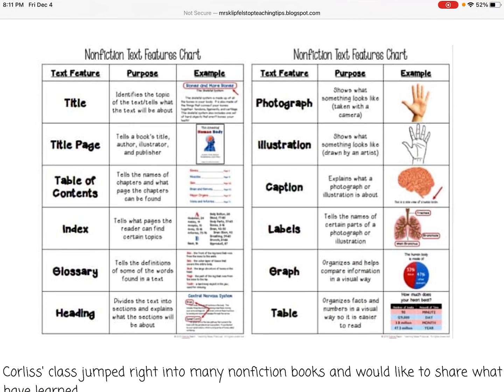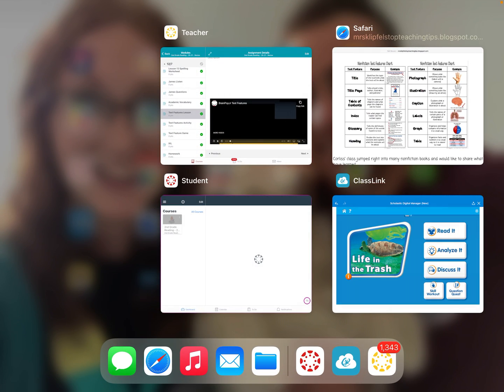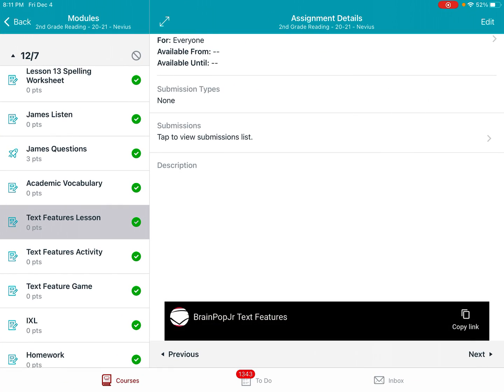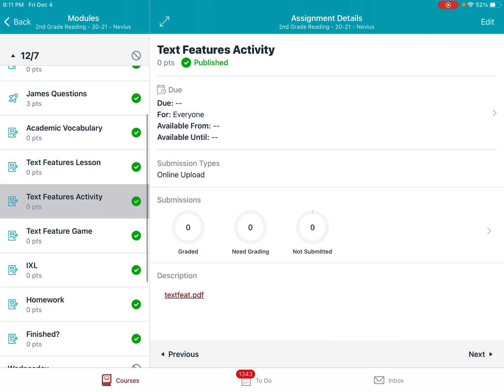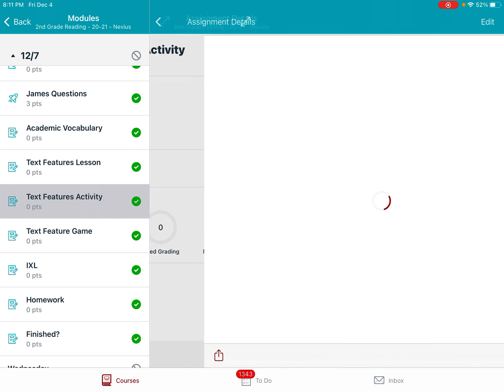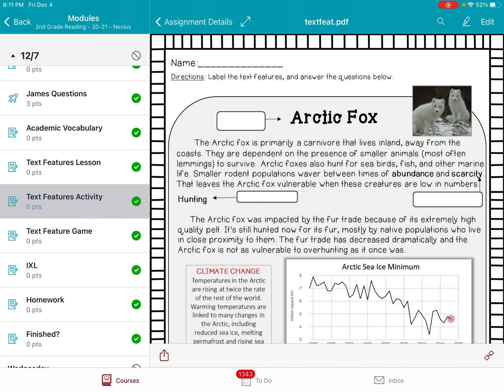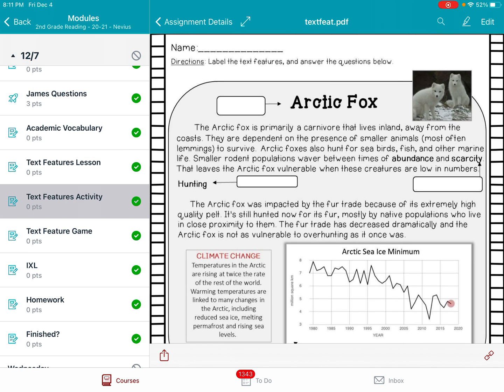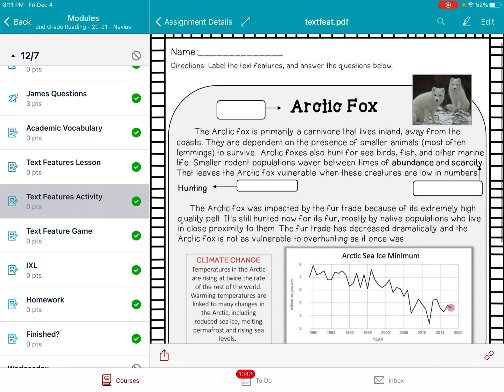Now I'd like to go through, oops, wrong one, sorry. I'd like to go through and show you what your assignment is going to be today in class for some text features. Okay, down here we're reading about the Arctic fox. I'm asking you to label the different text features, okay?